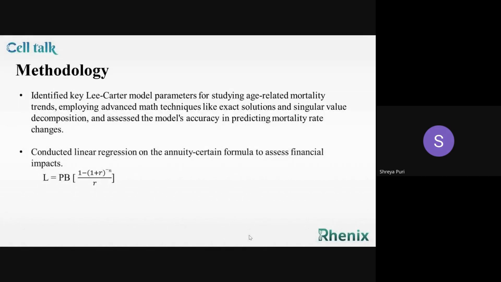Also, with the Lee-Carter model parameters for studying all related mortality trends, various advanced mathematics techniques were used, like exact solutions and SVD, which assess the model's accuracy in predicting mortality rate changes, and linear regression was conducted on the N/2 formula to assess financial impact. Here is the formula. Here, L is the liability to pay, P is the number of policy holders, B is the benefit to pay, R is the interest rate, and N is the number of future payouts.